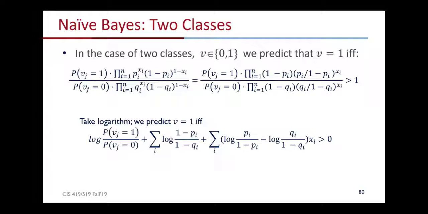So what did I get here? How can you interpret this expression? Basically, the way we started is, we're going to predict 1 if this ratio is greater than 1. I played a little bit with the ratio, I took the log, so now I'm going to predict 1 if this expression is positive. What is this expression? What type of function do you see here?